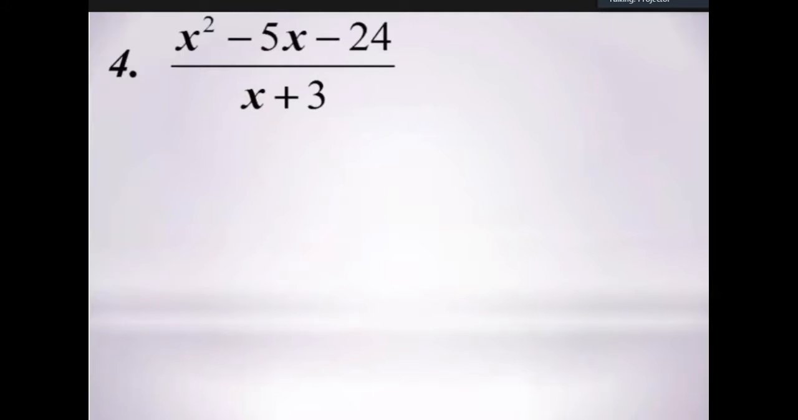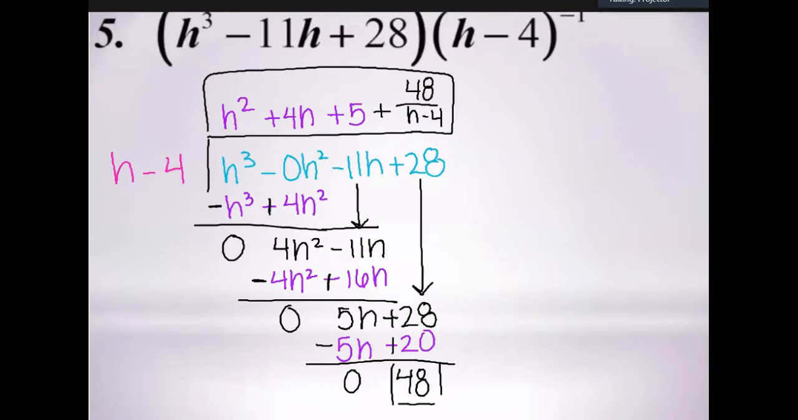Okay, let's look at the next one. We have h cubed minus 11h plus 28 to divide by h minus 4. If you have a power of negative 1, we know that that can be rewritten in the denominator. So in this case, this is like division, not actually multiplication.